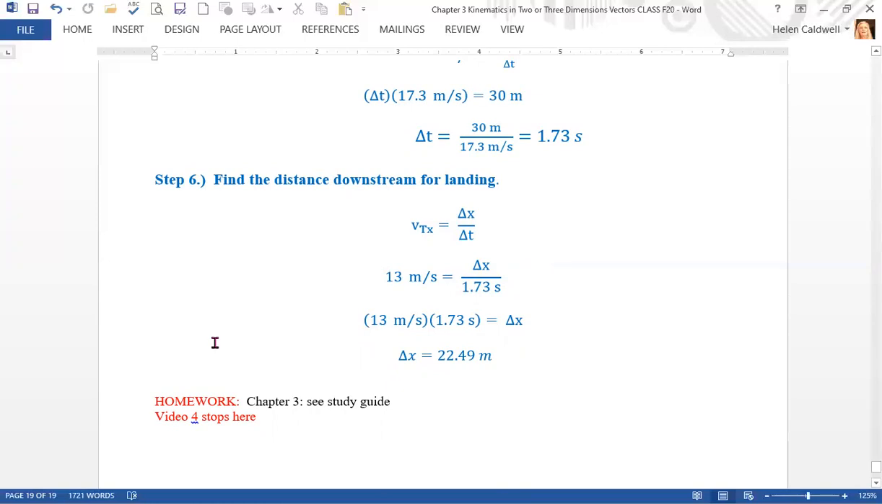There are homework problems on the study guide. I think, as always, you need to see if you can redo the example probably before you do the study guide.